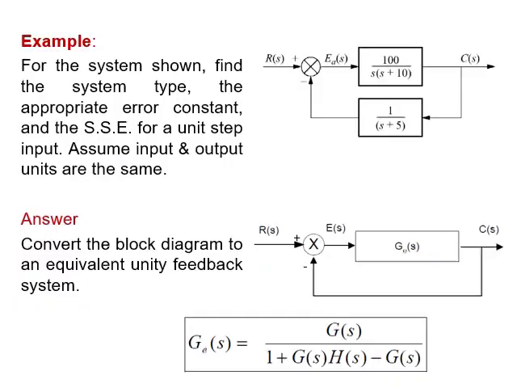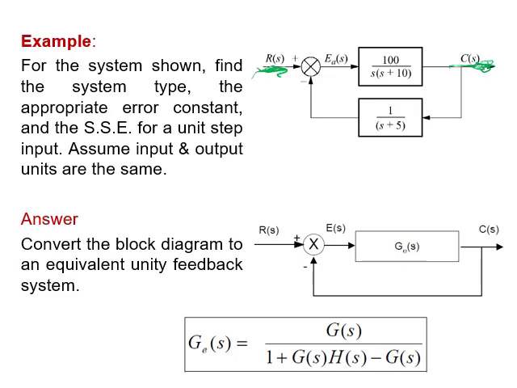As an example here, saying for the system here, find the system type, the appropriate error constant, and the steady state error for a unit step input. Assume the input and output units are the same. What he means by assume they are the same is that the signal here has the same format as this one. So if this is electrical, this is electrical. If this is mechanical, this is mechanical. That's what he means.